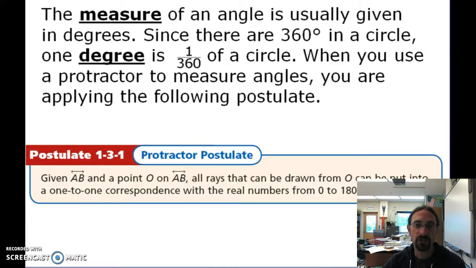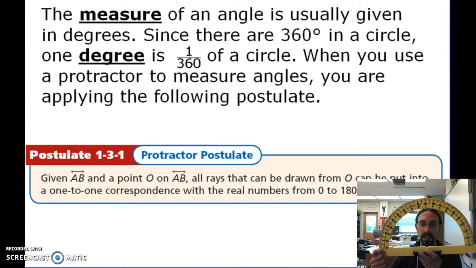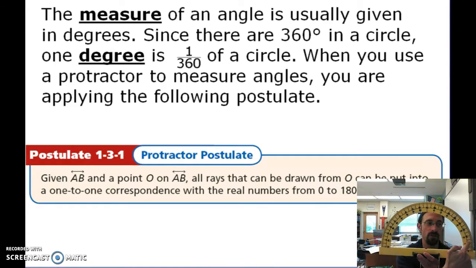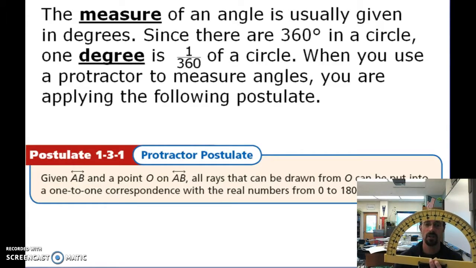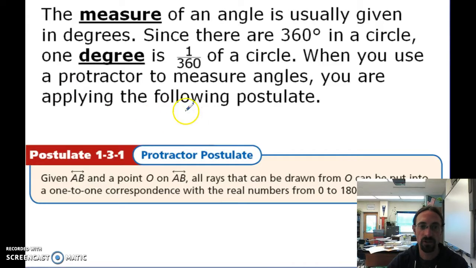The measure of an angle is usually given in degrees. So think about that. On my typical protractor, I've got 180 degrees. It is written both on the inside, going counterclockwise, and then on the outside, going from 0 to 180. So when you think about that, there's 360 degrees in the circle. 1 degree is 1/360th of a circle.